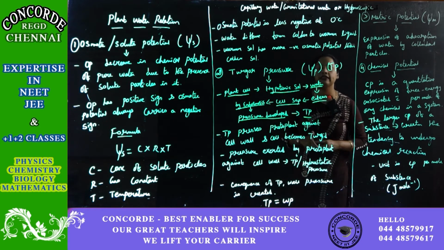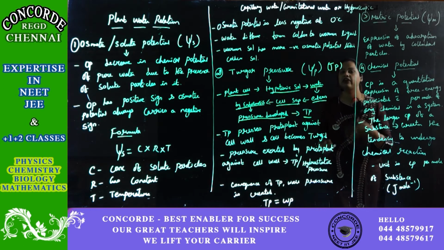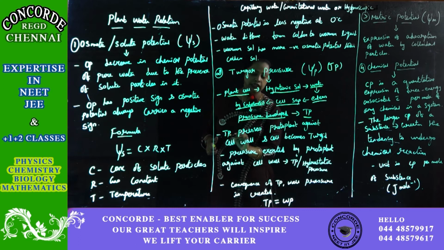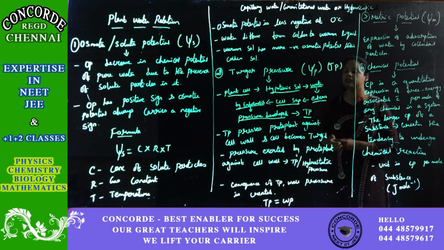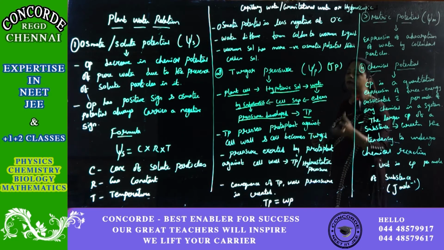So you must be knowing the definition for Turgor pressure. If Turgor pressure is continuously given, that Turgor pressure presses the protoplast against the cell wall and the cell becomes turgid. Once the Turgor pressure develops, that pressure will be pressing out the protoplast against the cell wall. That is how the cell becomes turgid.